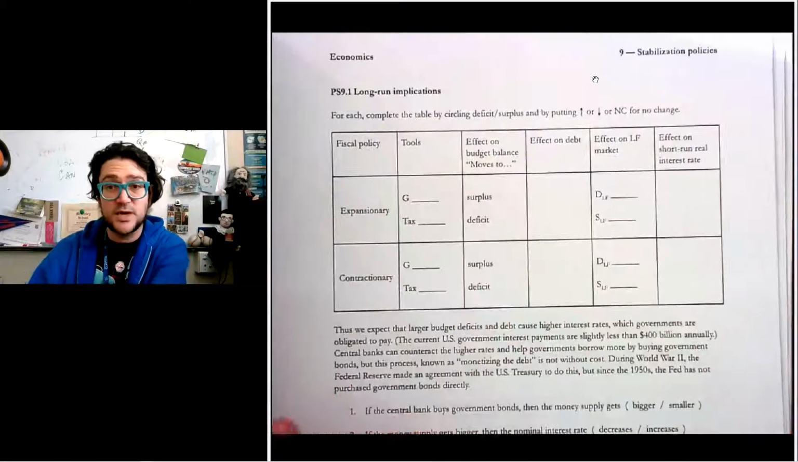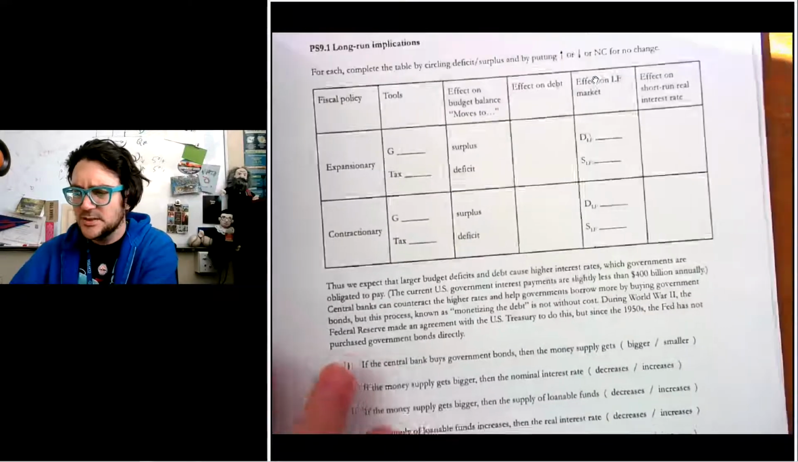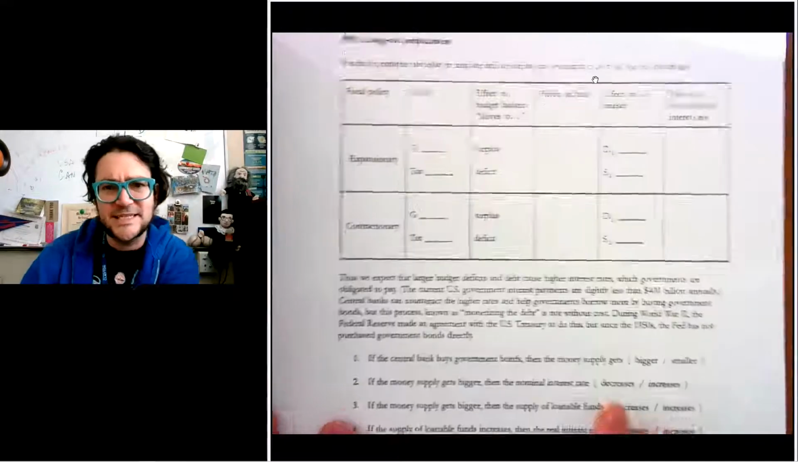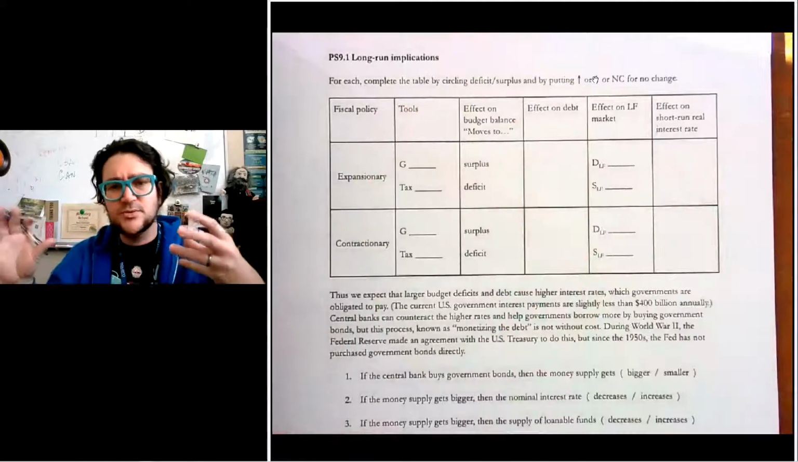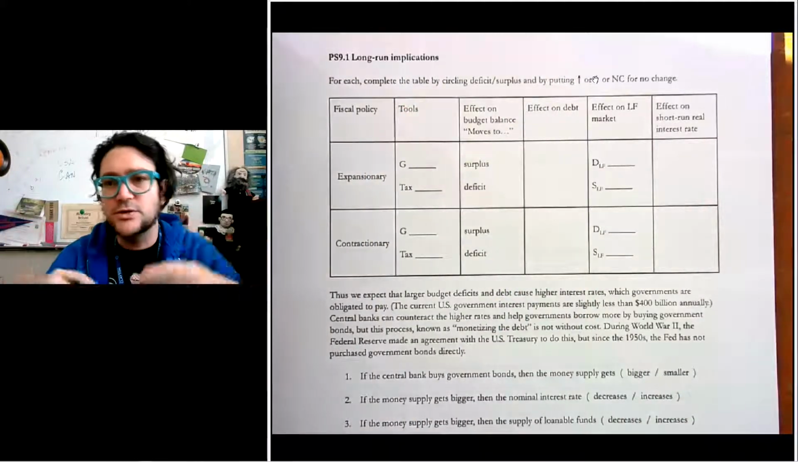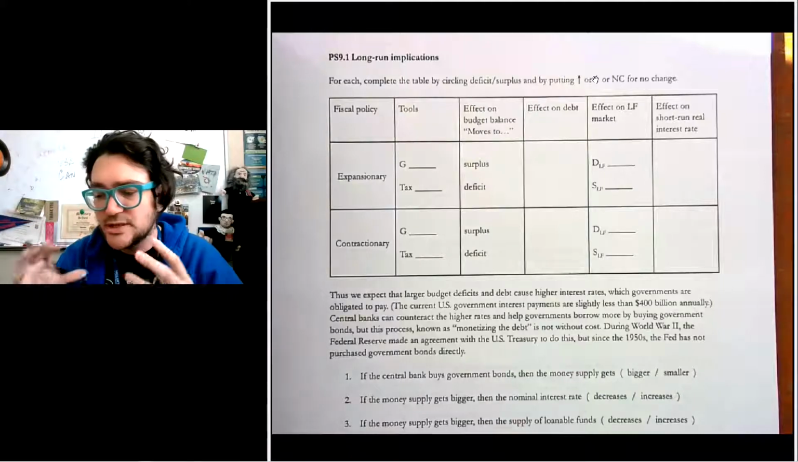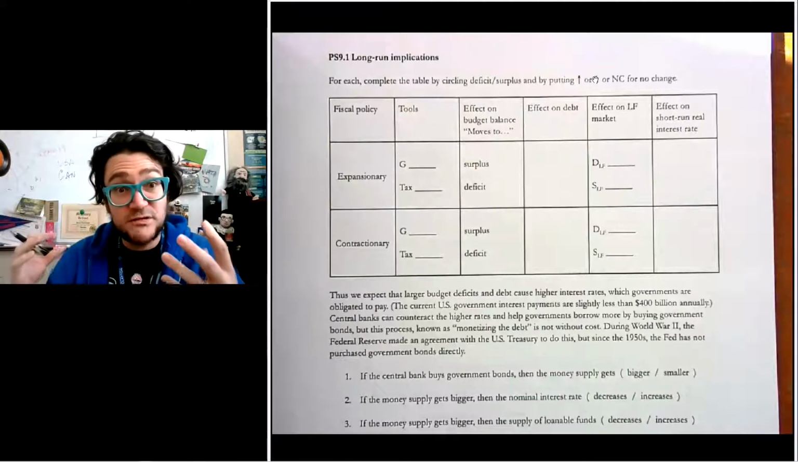Well, hi there. So this is our practice set for long-run policy implications. And it'll maybe help you think about some of the ideas that I talked about in that lecture video. So for each of these, we're just going to complete the table by circling or by putting an arrow or no change. For the first one, it says, imagine that they use expansionary fiscal policy.